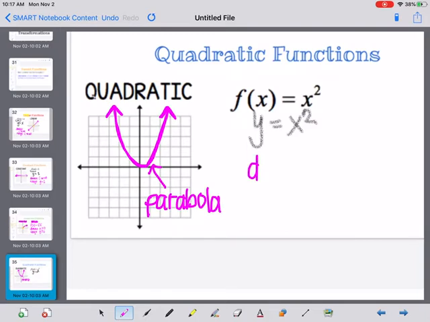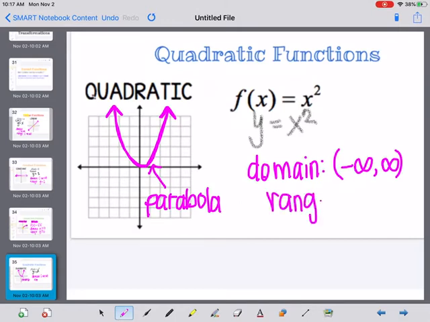So what is my domain here? Negative infinity, positive infinity. Good. And what is my range? 0 and infinity. My y is anything greater than 0. Good. Okay, so we have linear, we have constant, we have square root, we have quadratic.